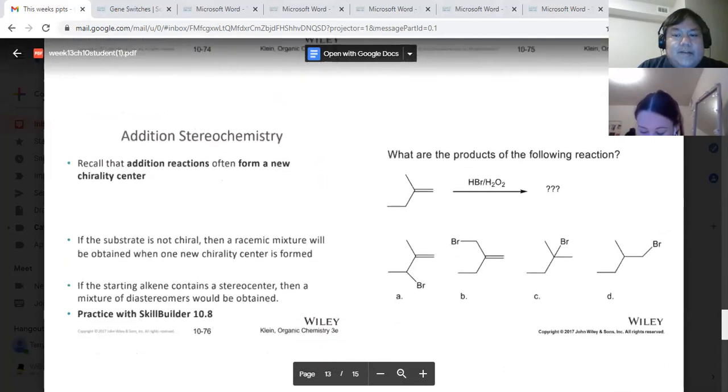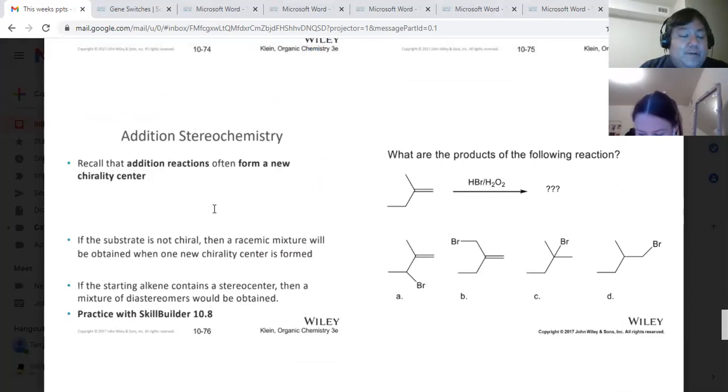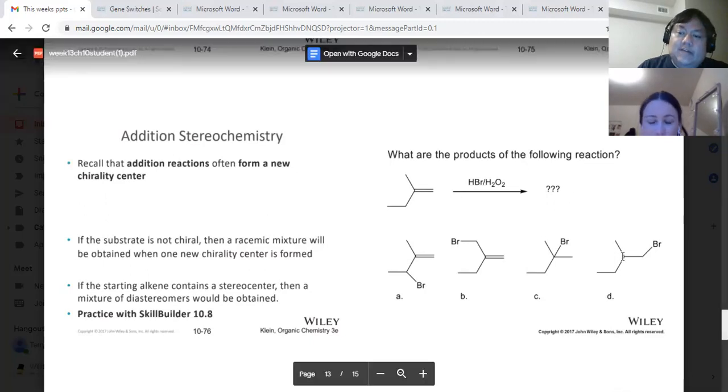All right, so basically when you do this, we can form new chiral centers. If you do form a new chiral center, you're going to get a racemic mixture. So if I do this reaction here, which one's my product? D, because you're adding it to the less substituted. Yep. And do I have a stereo center now? Yes. Because this carbon right here has a hydrogen, a methyl, a CH2Br, and then a CH2CH3. So this is now a chiral center. So you would get both R and S, because whenever you make a new chiral center, you're going to get both.